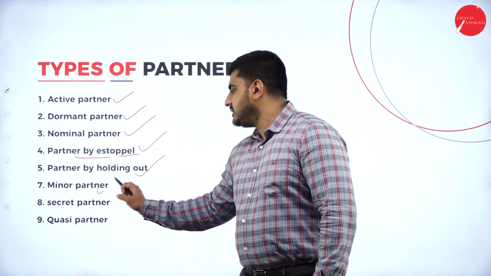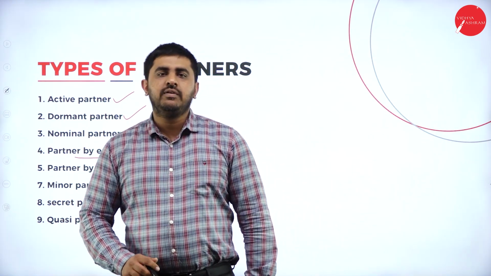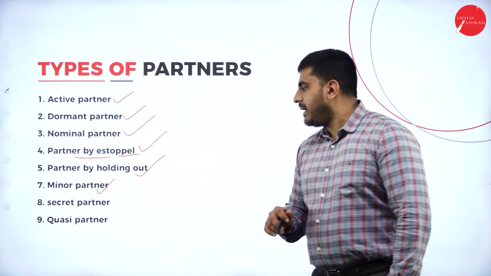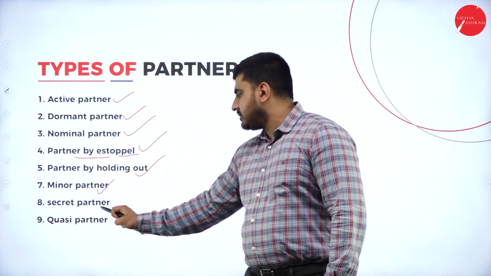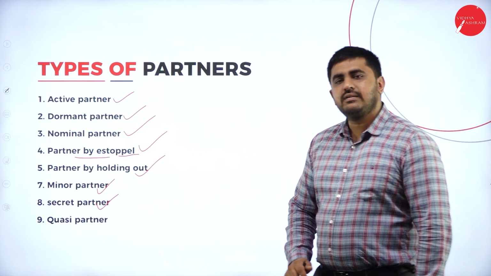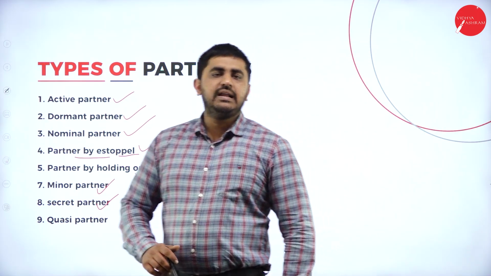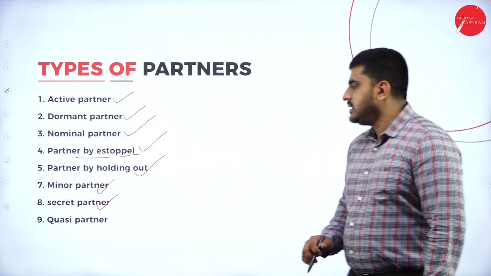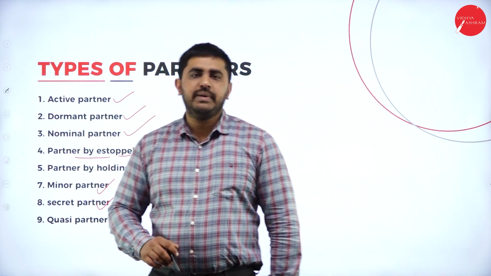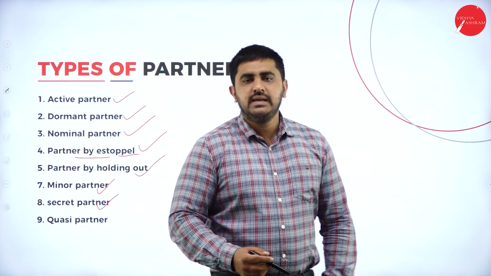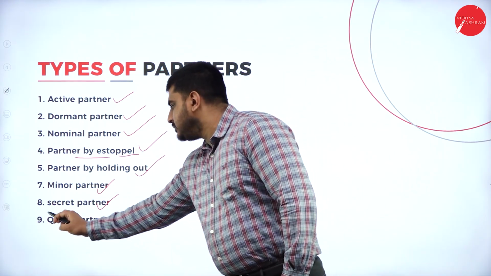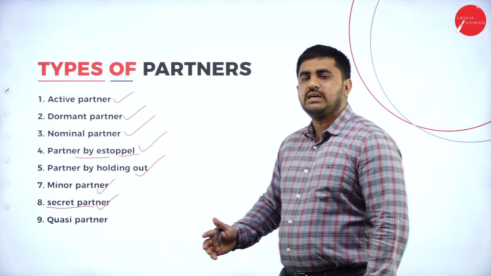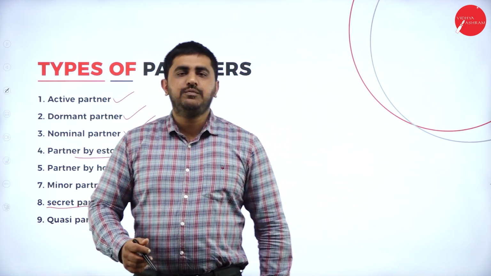Minor partner, that is any partner below the age of 18, we call a minor partner. Secret partner. A secret partner will invest capital and he will take the profit. But his name will not be mentioned as a partner. So there is secrecy maintained regarding this partner. No one knows that he is a partner of such a partnership firm.